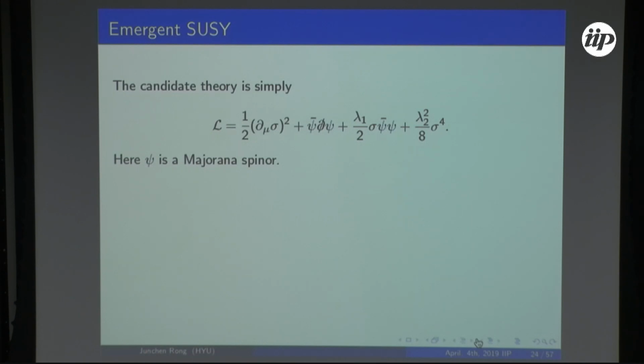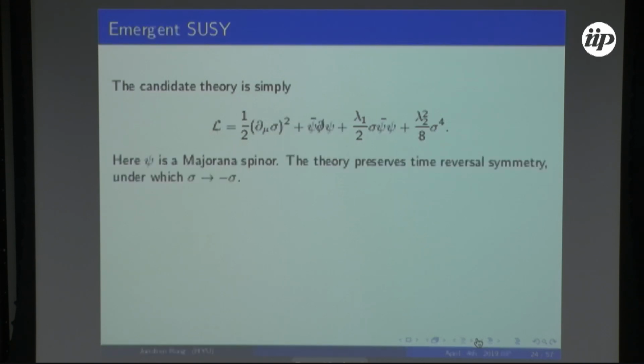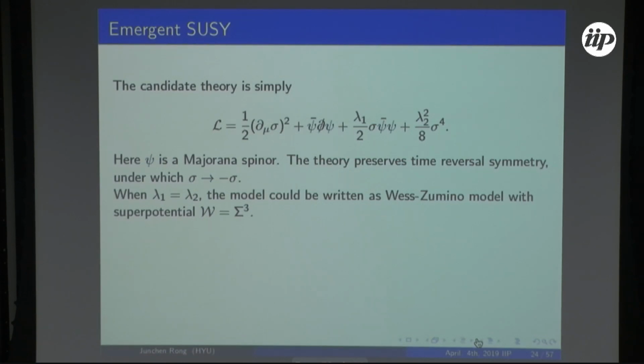Okay, the target theory is this one, a very simple theory, where there's a boson and a Majorana fermion, and basically coupled together. Okay, you call the coupling, and also sigma to the 4th. The theory preserves time reversal symmetry, and that symmetry sends sigma to minus sigma. Okay, and when lambda 1 equals lambda 2, the model could be written as a Wess-Zumino model with the potential of this form.